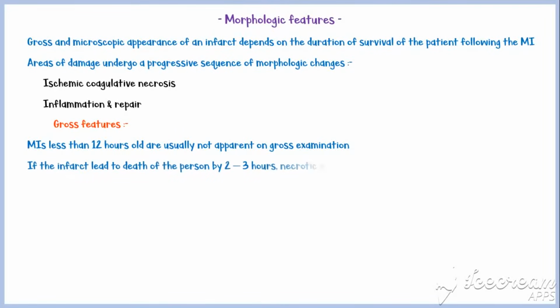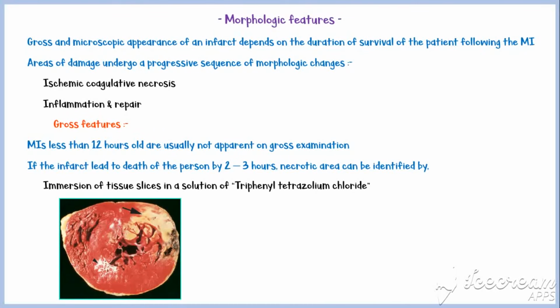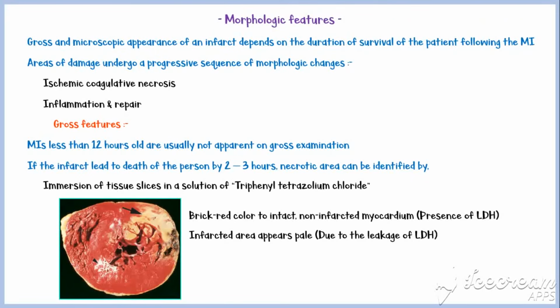If the infarct leads to death of the person by 2 to 3 hours following the infarction, the necrotic area can be identified by immersion of tissue slices in a solution of triphenyltetrazolium chloride. This gross histochemical stain imparts a brick red color to the intact, non-infarcted, viable myocardial tissue due to the presence of lactate dehydrogenase enzyme. But the necrotic myocytes lack this enzyme due to its leakage through their damaged cell membranes. Therefore, the necrotic area appears pale with this stain, as indicated by the large arrow in the picture. More whitish area denoted by the small arrowhead indicates a well-healed, previous infarction.